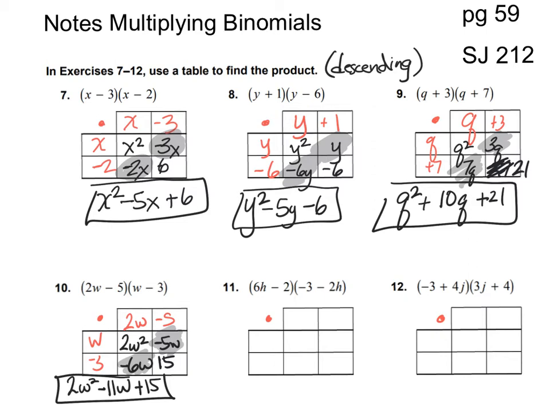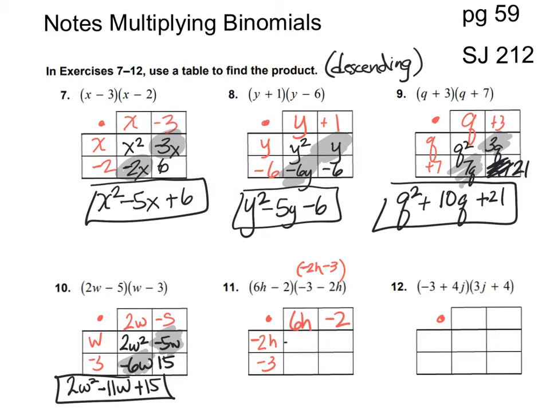Number 11, 6h minus 2. And I want to move this around. I like to have my variable first. Those two binomials are equivalent. So I just like to do that just because. It would work if you did not put it first, but I just like to put my variable first.